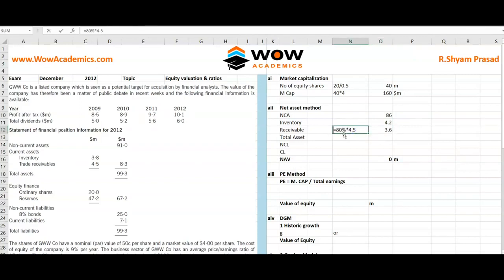We'll do the workings here. Okay, so this will give us our total asset. So we have taken non-current asset, inventory and trade receivable.